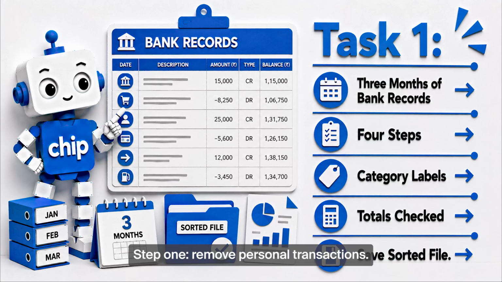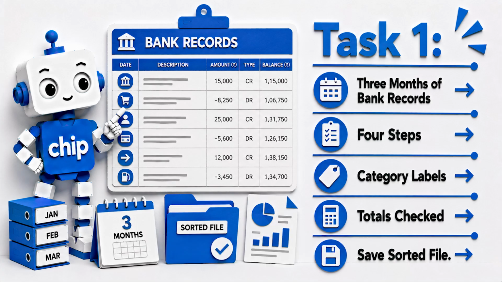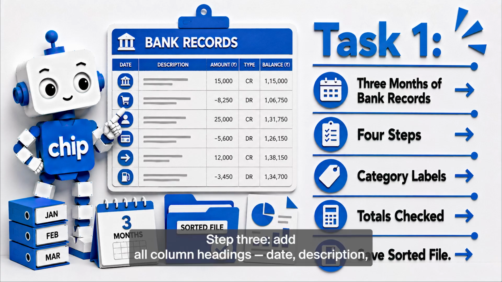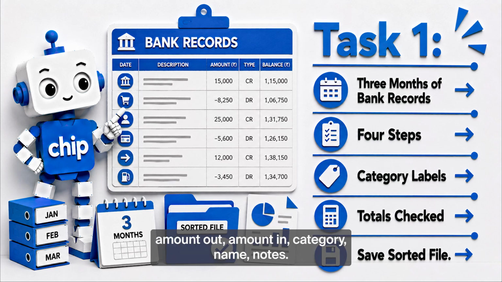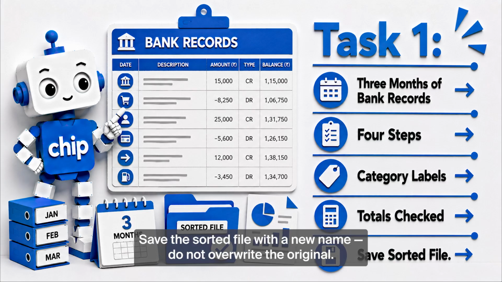Step 1. Remove personal transactions. Step 2. Add a category label to each transaction using the 8 categories. Step 3. Add all column headings: date, description, amount out, amount in, category, name, notes. Step 4. Add up each category and check the total matches your bank's closing balance. Save the sorted file with a new name. Do not overwrite the original.